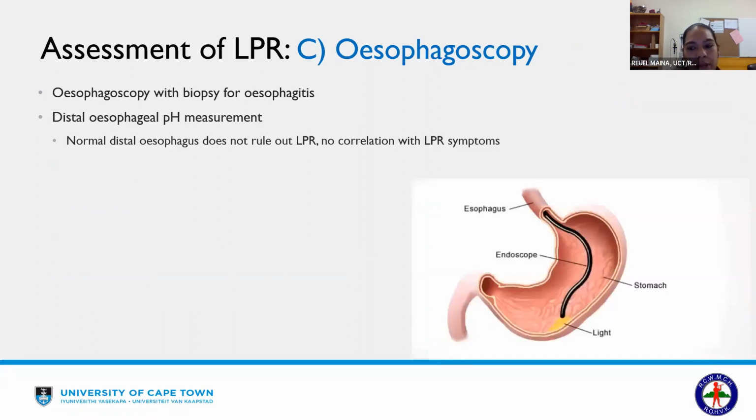So for assessment of LPR, you can also do oesophagoscopy. You can do oesophagoscopy with a biopsy of the esophagus. And then you can also do distal esophageal pH measurement, although this tells you whether or not there is gastroesophageal reflux disease and doesn't potentially rule out LPR. And unfortunately with oesophagoscopy, there's no correlation between a positive oesophagoscopy test and pH testing and LPR symptoms.